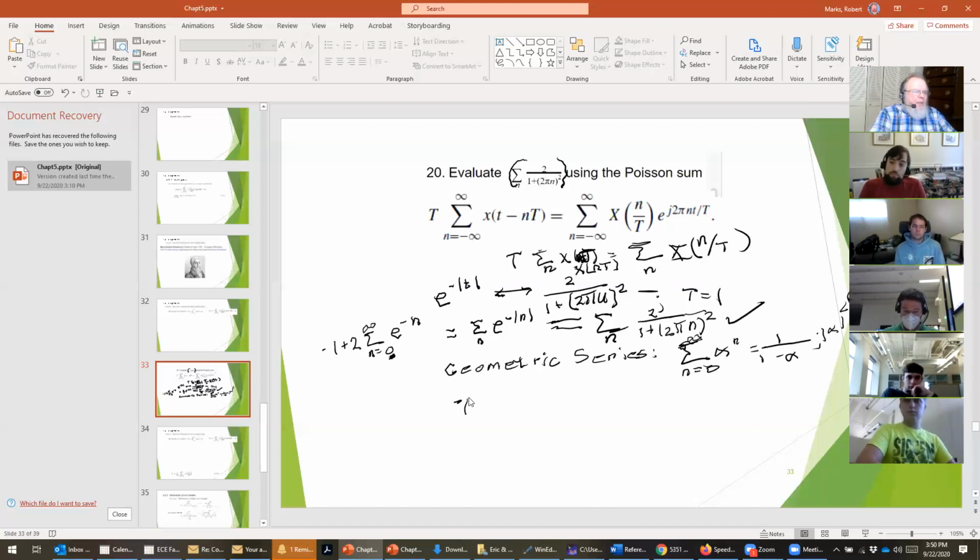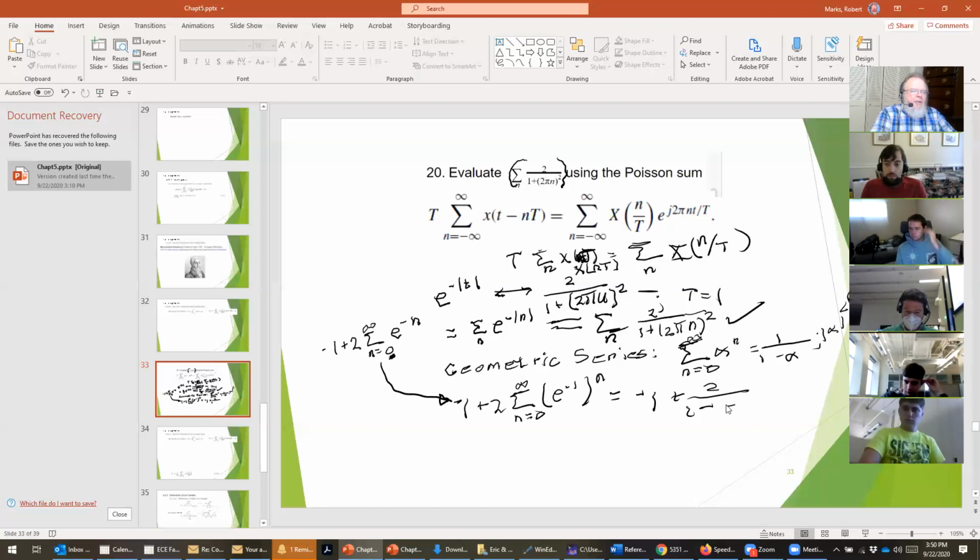So minus 1 plus twice the summation. I'm going to take this and rewrite it like this. I'm going to write it as e to the minus 1 raised to the nth power. Is that okay? So that's equal to minus 1 plus 2 over 1 minus e to the minus 1. So the key here, if you haven't seen it before, is this geometric series, which is a very, very important series.